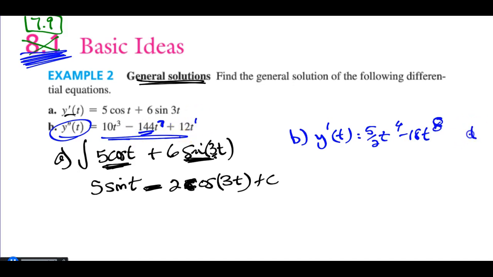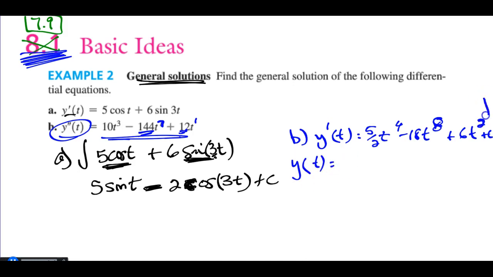So let's do it again. This 1 goes to a 2. Of course, I have a plus c out there that I don't have a whole lot of room for. And then I divide by that 2. So 12 divided by 2 is a 6. Remember how to integrate? But that's not what they're asking for.